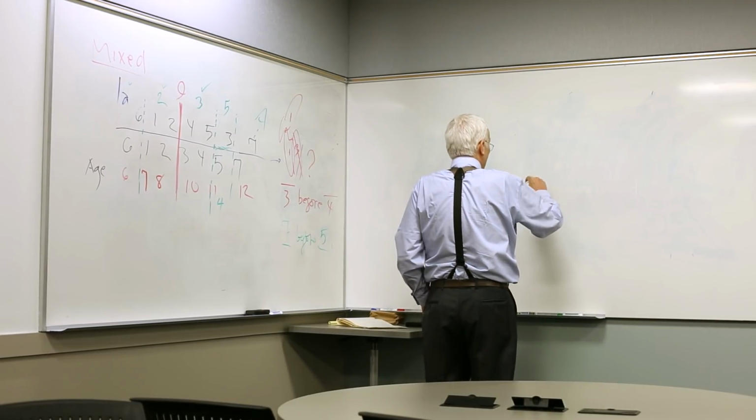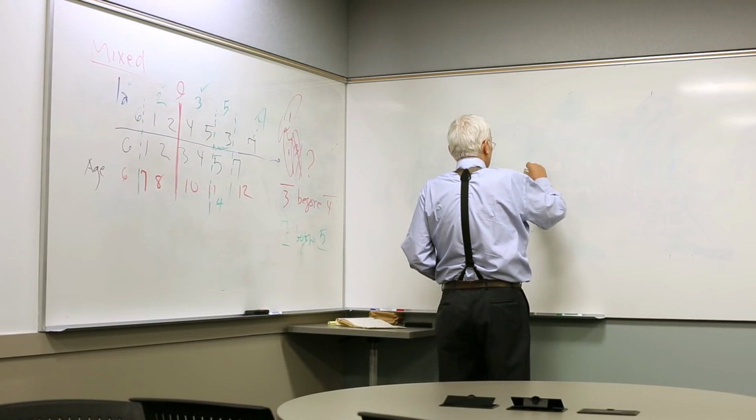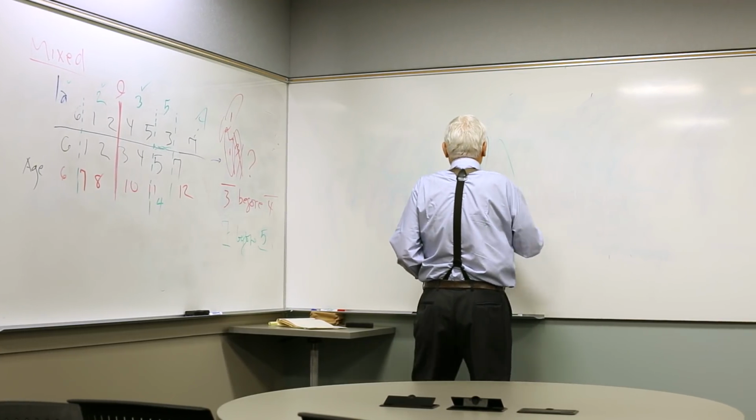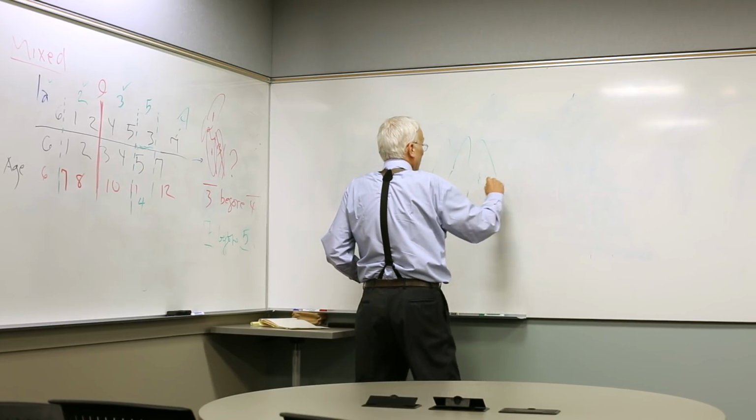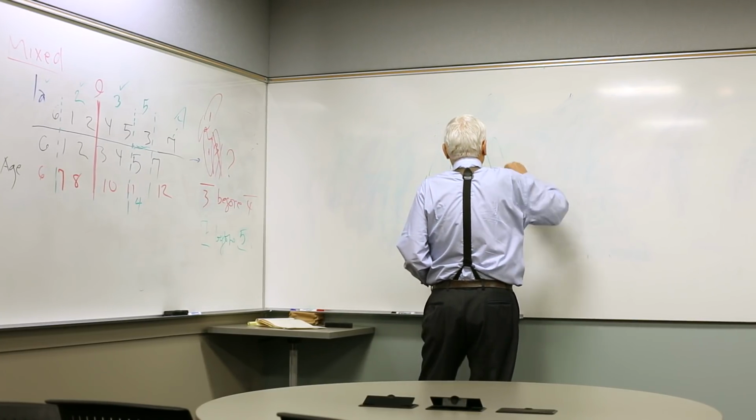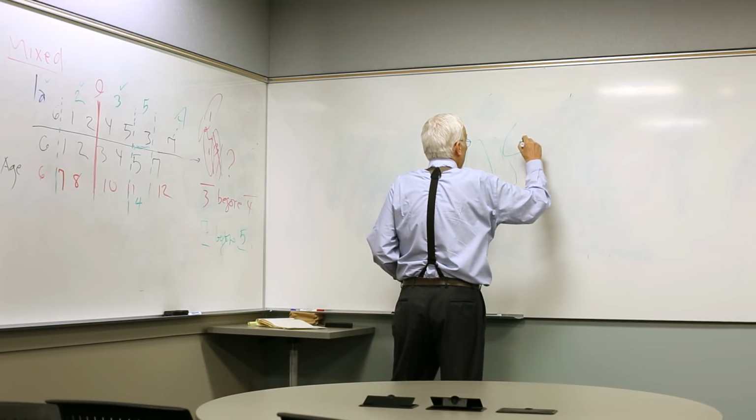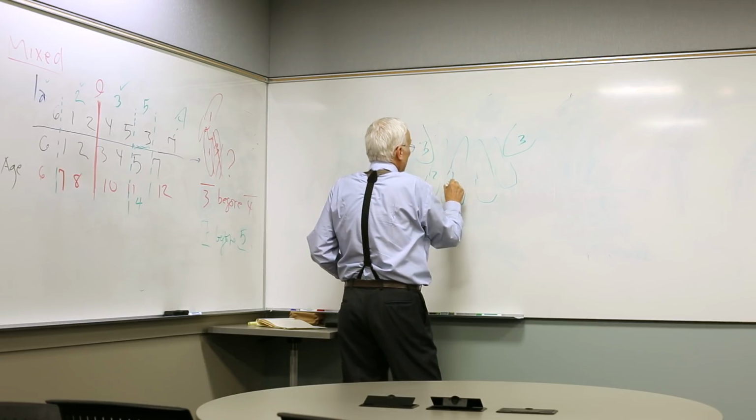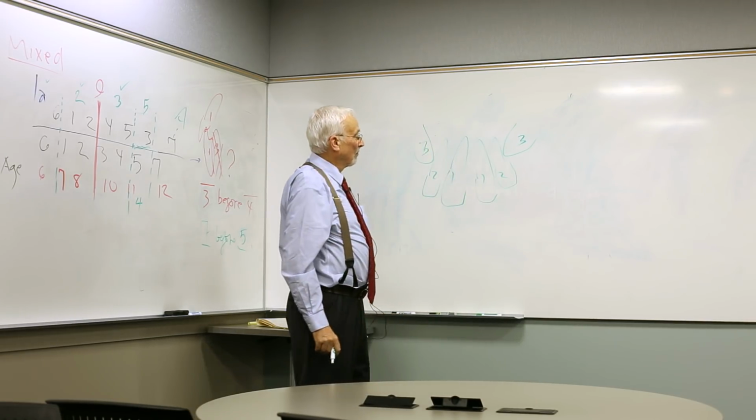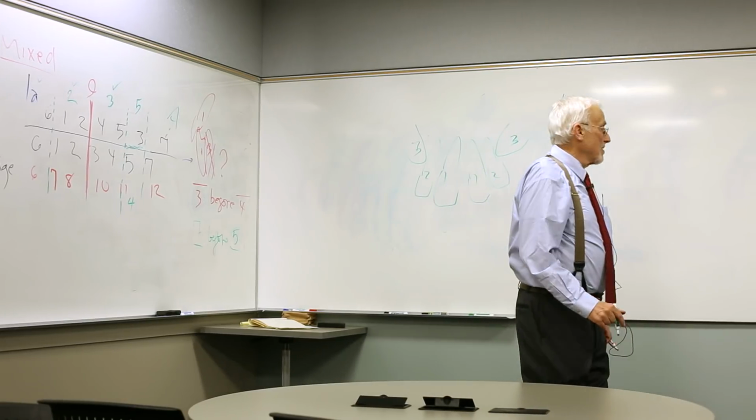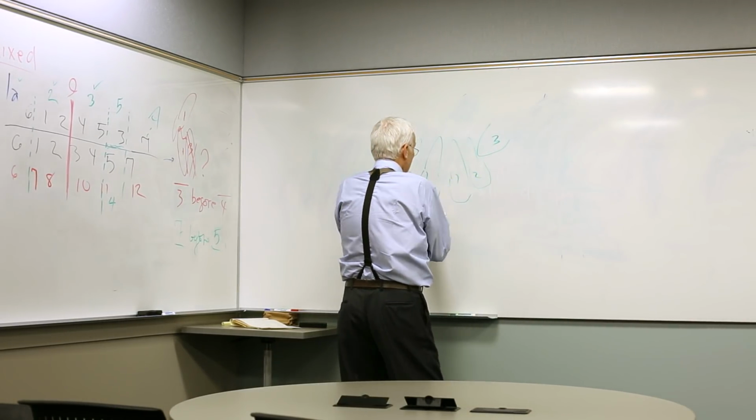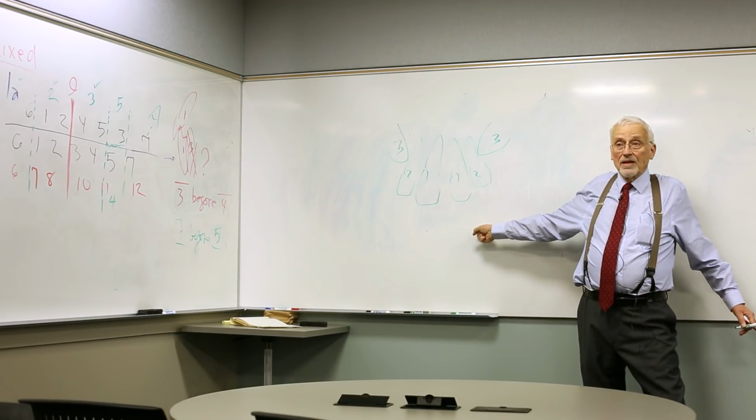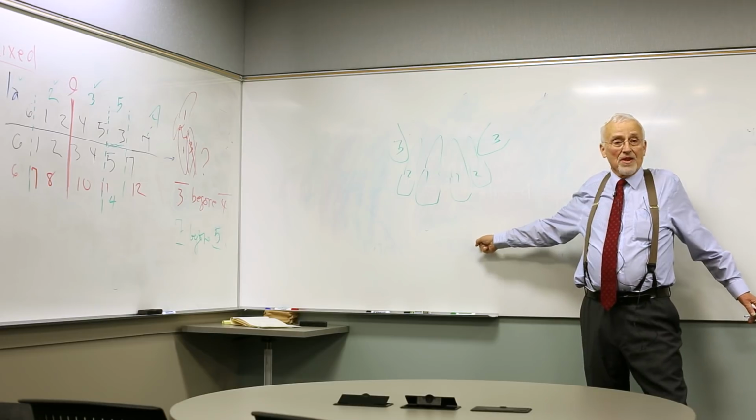So let's draw ourselves some incisors. So when the canines come down, the upper incisors flare. What's that stage called? The ugly duckling stage. Okay.